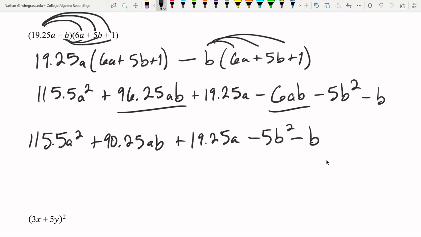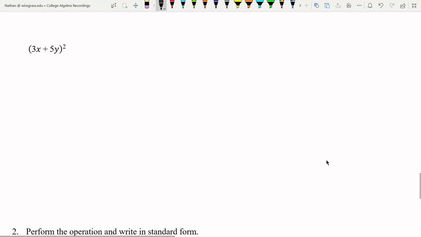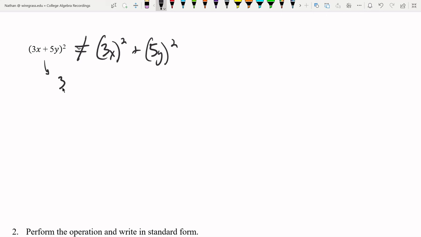All right, for this next polynomial, or these multiplying polynomials, I should say, 3x plus 5y, do not make this mistake. This does not equal 3x squared plus 5y squared. Many students make this mistake. This is not true. Don't do this. Instead, this thing equals 3x plus 5y times 3x plus 5y. That's what squared means, right?